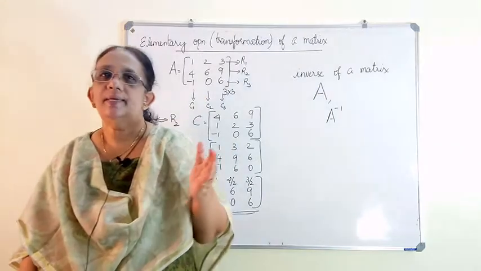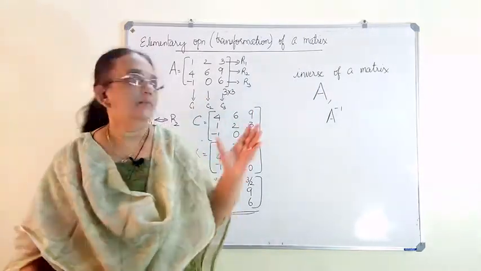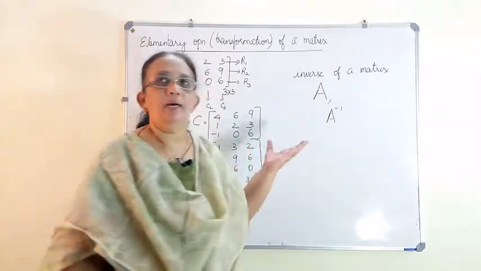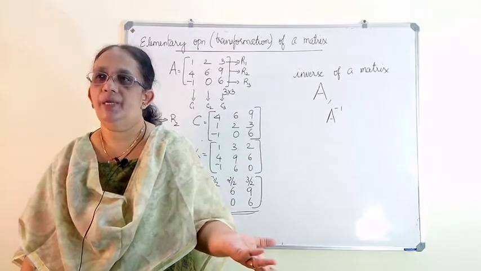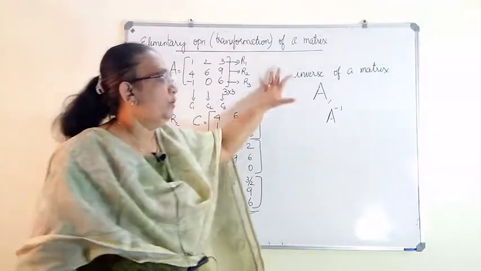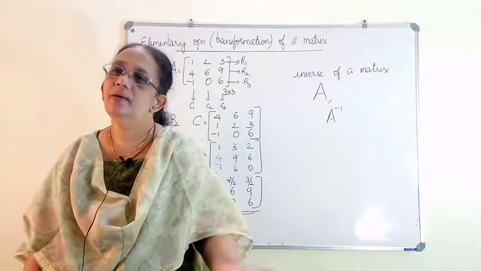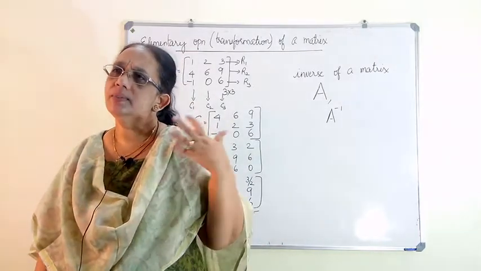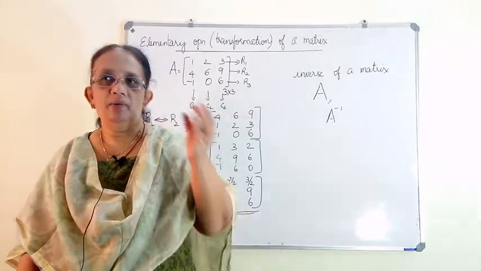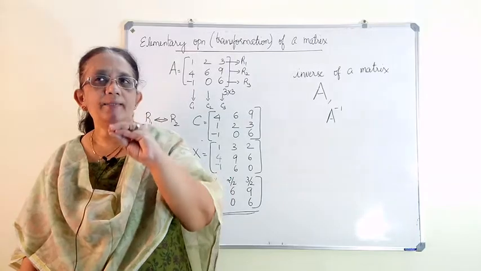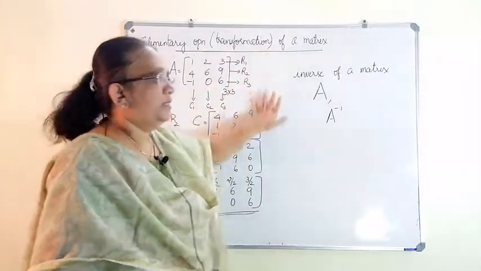Later on, you can see that there are different methods to find the inverse of the matrix. Under this section, it will come as find the inverse of the matrix using transformation. Then you have to apply this method. Or suppose if it comes as find the inverse of the matrix, you are free to choose any method. But when it is specified as using transformation, you have to use this method.